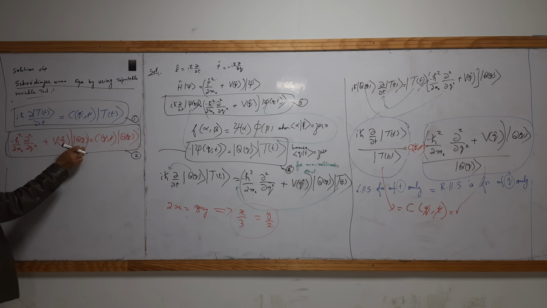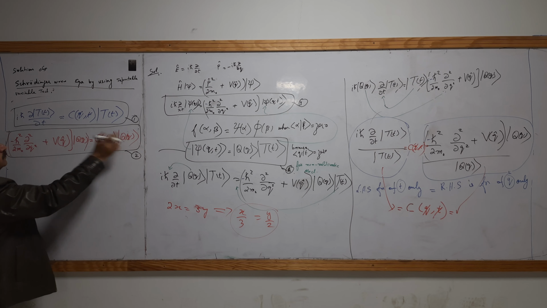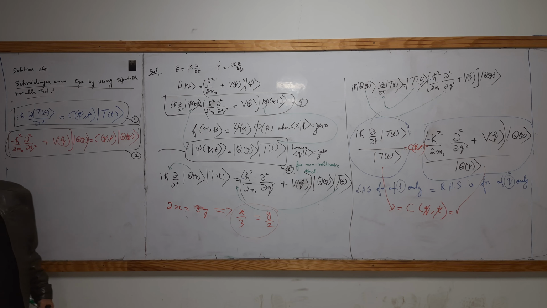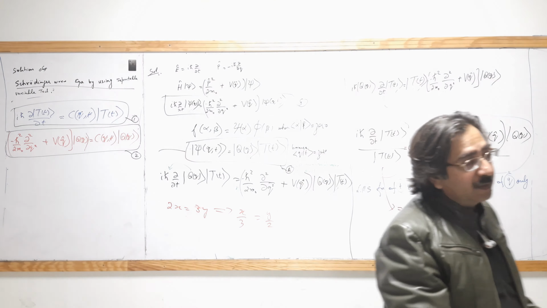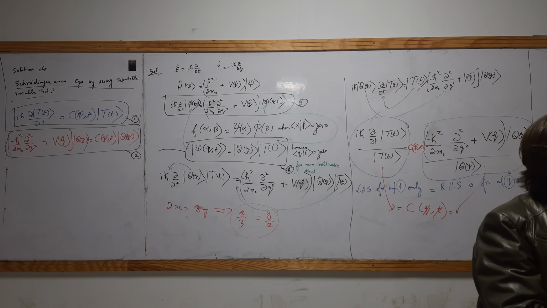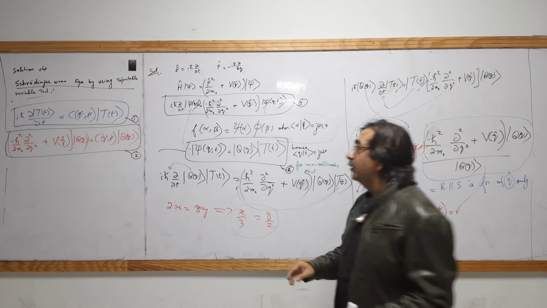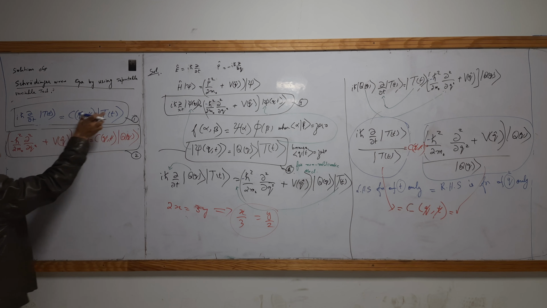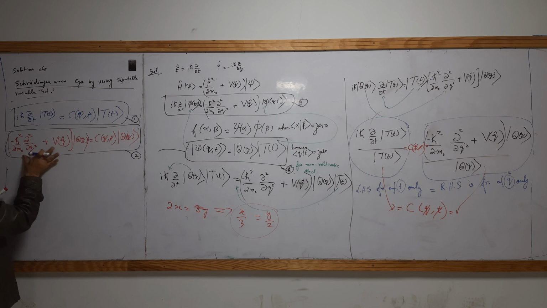This operator is applying on this state, giving this. And when this operator is applying on this state, it is giving this. State is fixed. So what is the C? According to quantum mechanics, look at it again: this is operator T, this operator is applying on this state, giving this value, and the state is repeated. So this C is actually the eigenvalue.